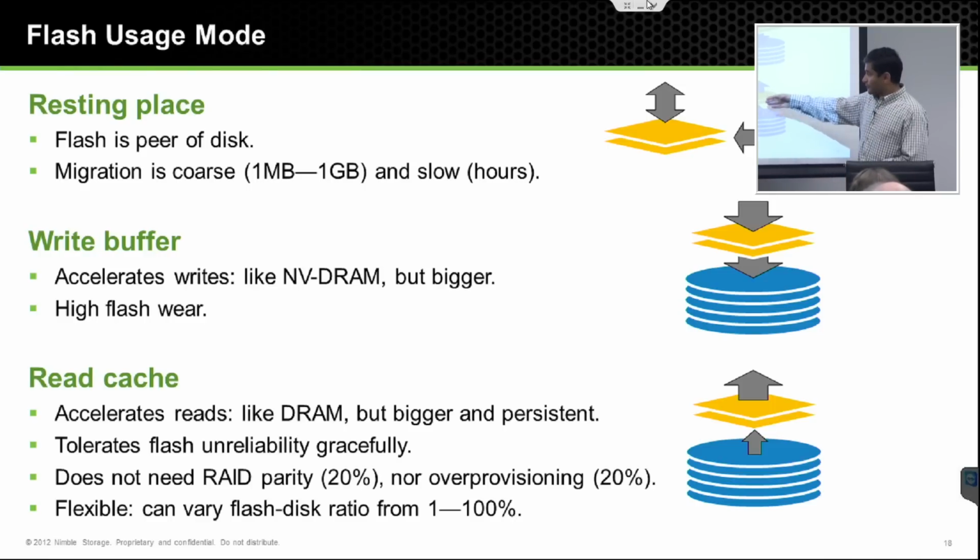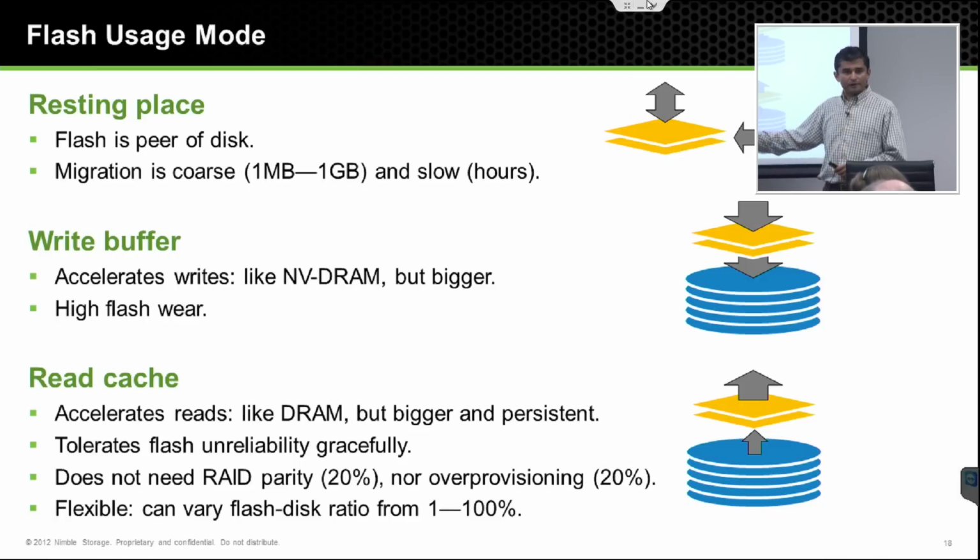Also in this mode, for the same reason that we can tolerate the loss of data on flash, there's no need to have RAID parity, which is a 20% savings. And also, typically systems that use flash to store the only copy of some data need to have some over-provisioning to make sure that garbage collection works efficiently and the write amplification is down. And that over-provisioning is at least another 20%. So you can save all of this by using flash as just a read accelerator.